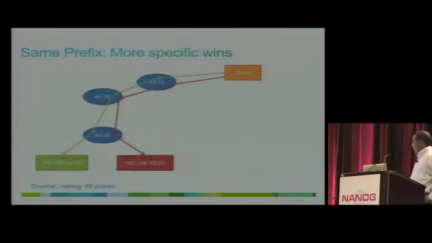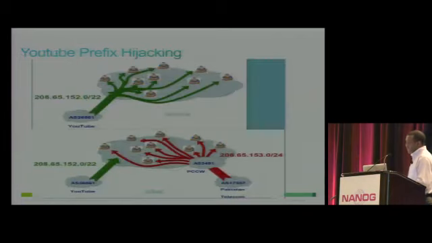Here is another case. Even if the AS path is shorter, if somebody advertises a more specific route of that prefix, then traffic will go to the more specific route, even if that path is longer. And traffic will be black-holed because of that. There was one such case a few years back, I think about 3 years ago.